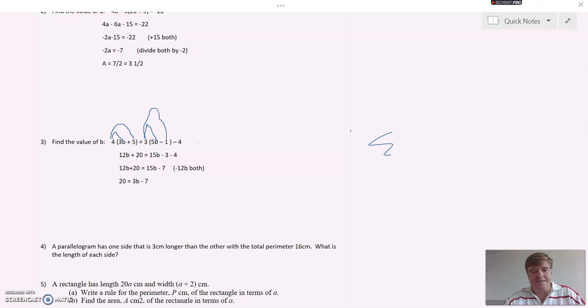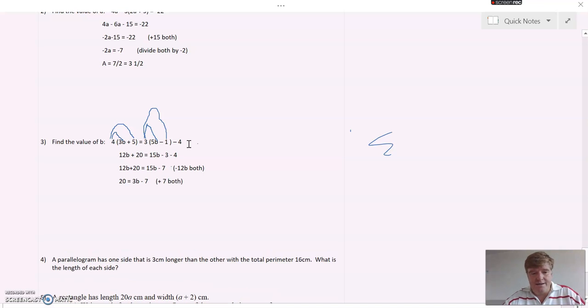I want to get 3b by itself. So let's add 7 to both sides. 20 plus 7 is going to give us 27 equals, on this side, 3b. Minus 7 plus 7, that's going to equal 0, so that's our sum there.